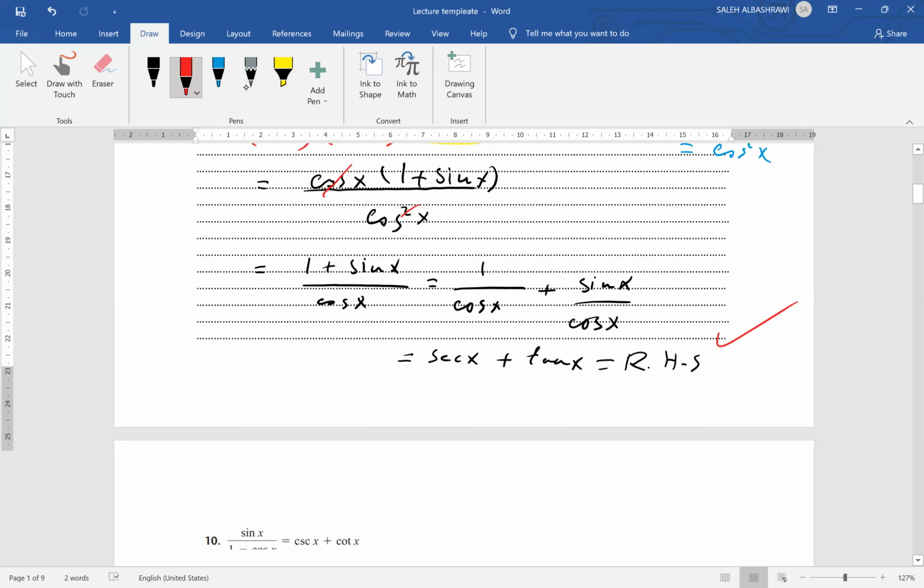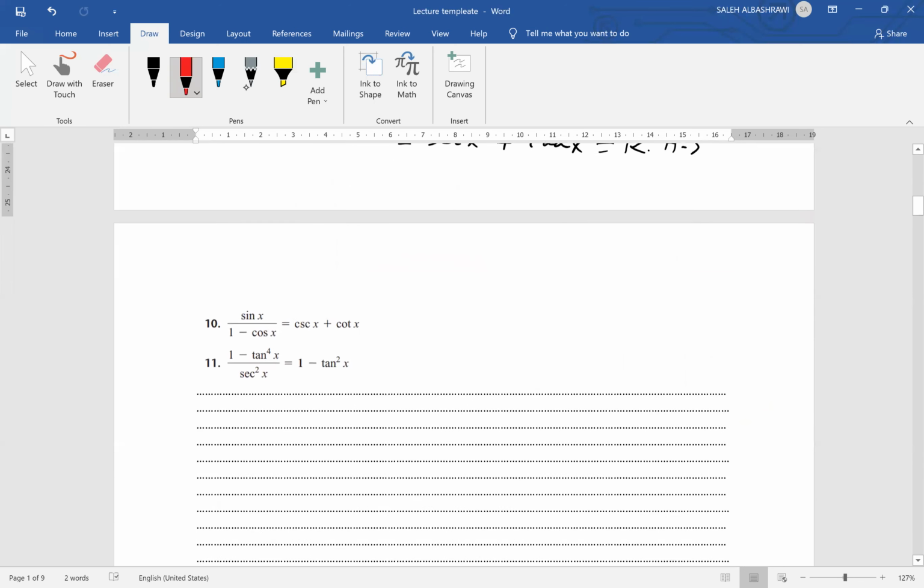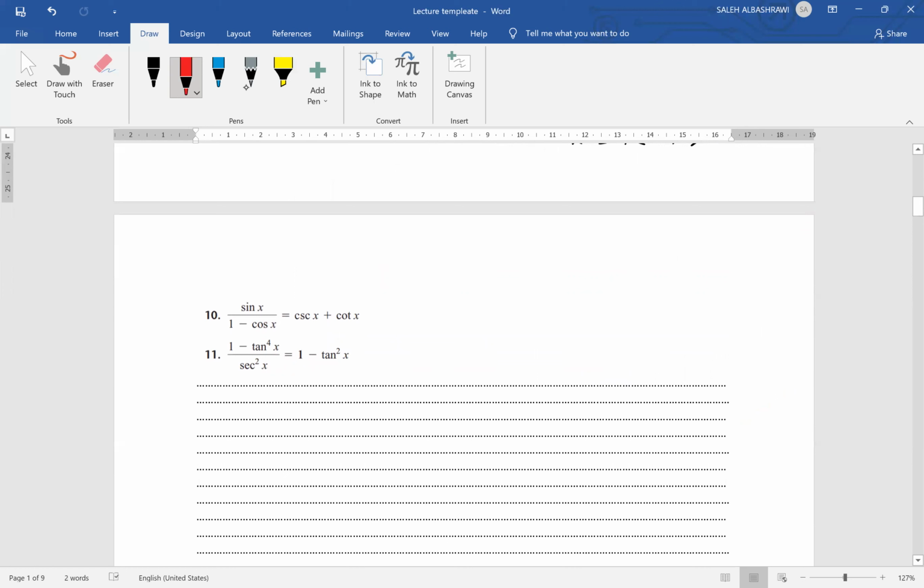One more example. Let's verify this one: sine over 1 minus cosine equals cosecant x plus cotangent. This is similar to question number 9. Just multiply by the conjugate and we'll get the same idea. Now see question number 11.